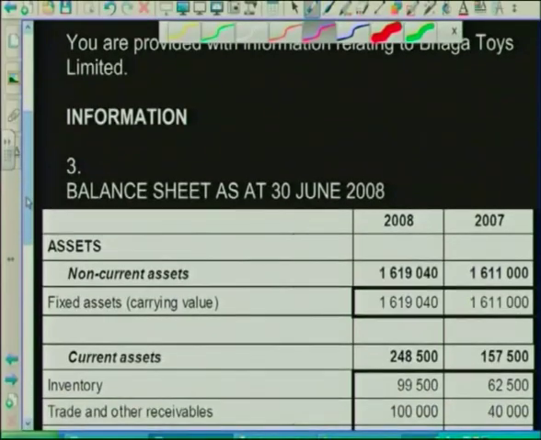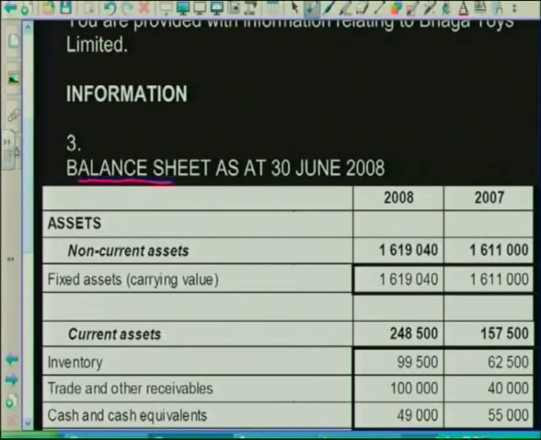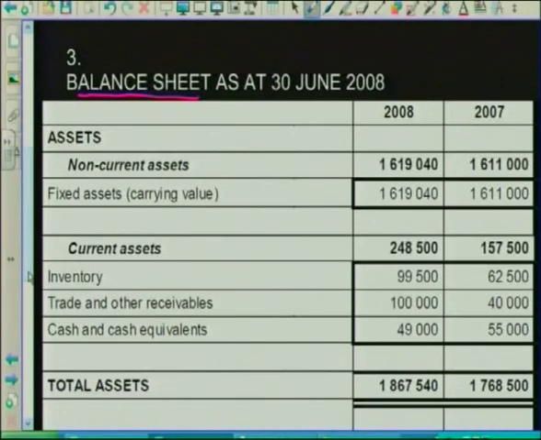Right, let's move on to the next bit of information that is given to us. Okay, there we go. Our next bit of information is our balance sheet given to us. And again, we've got the balance sheet for 2008, which is our current financial year, as well as 2007, which was our previous financial year.